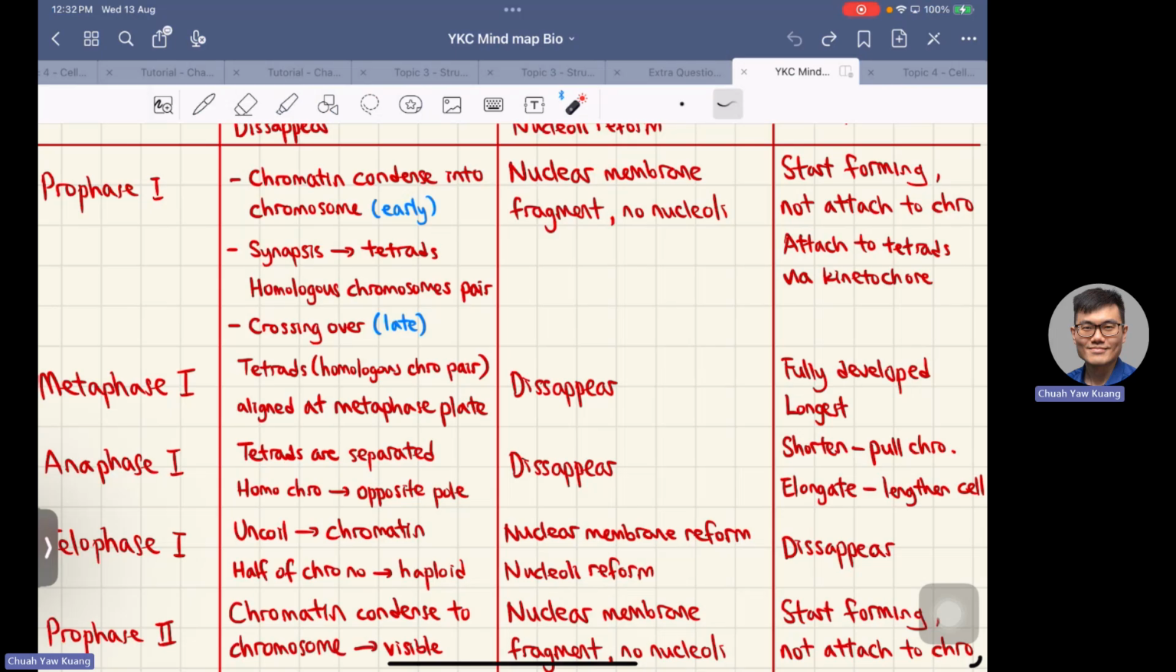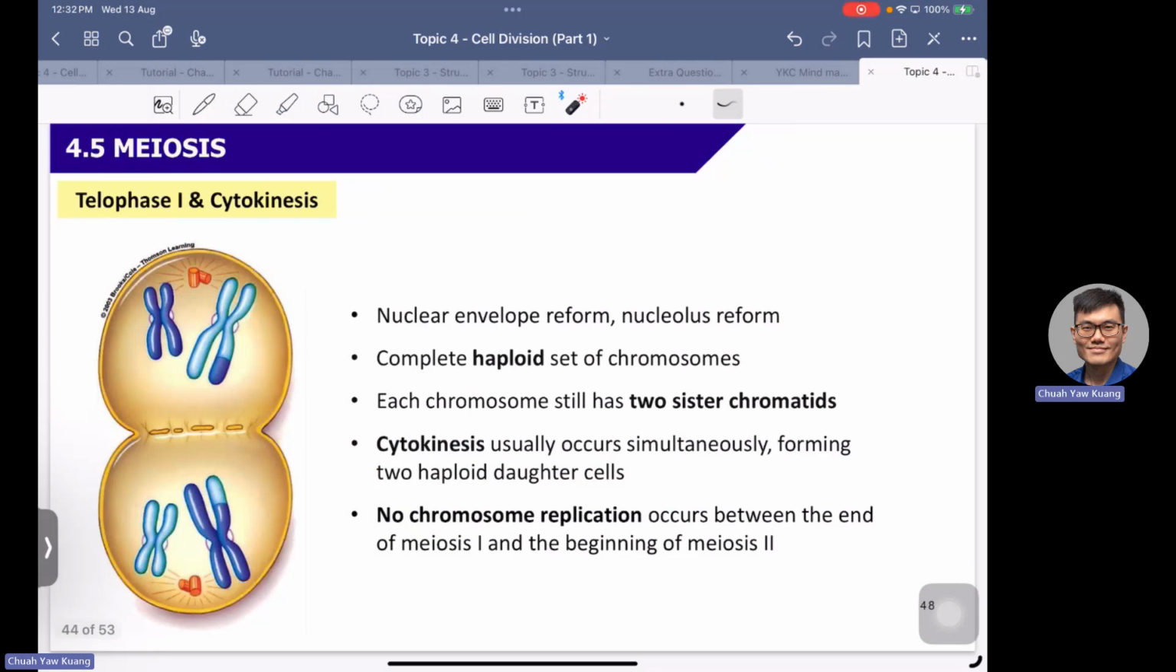Okay. Then next, telophase. In telophase, the homologous chromosomes will reach the opposite pole, and then same thing. They will start to decondense. They will start to uncoil back to become chromatin. The nucleus will be reformed. It will still undergo cytokinesis so that they can fully form two different daughter cells. Okay? Then these two newly produced daughter cells will be very small. So that's why they have to undergo interkinesis or interphase 2.